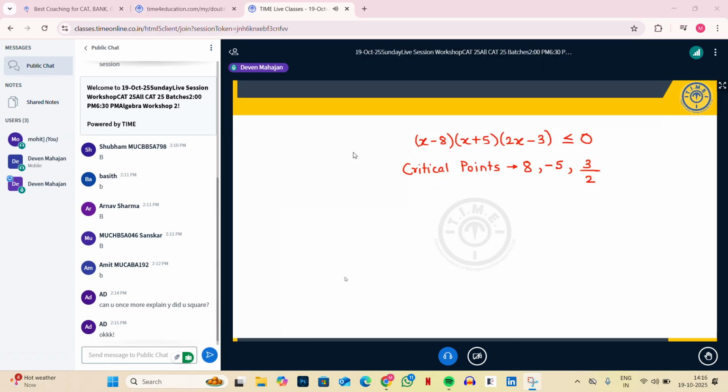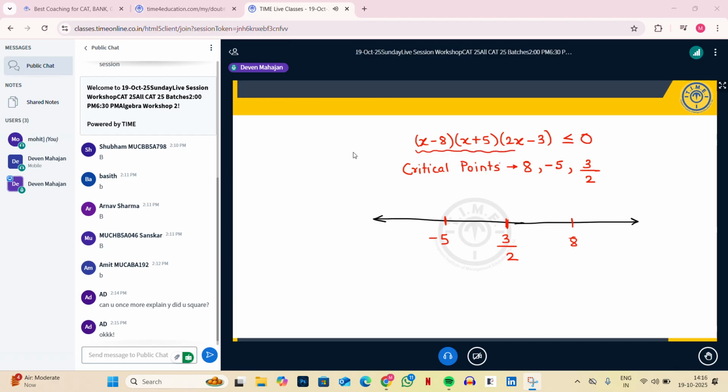Okay. And the further process is called critical point analysis, where we take the number line and plot those critical points on the number line in correct order. So the smallest one out of these is -5. Then you have 3/2. And then you have 8. So that divides the number line into 4 parts. So now you check the sign of this term on the left hand side.